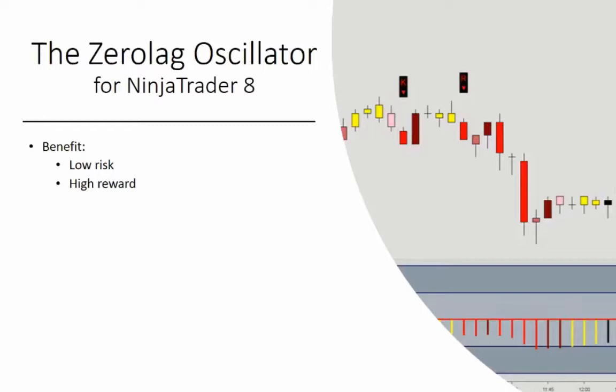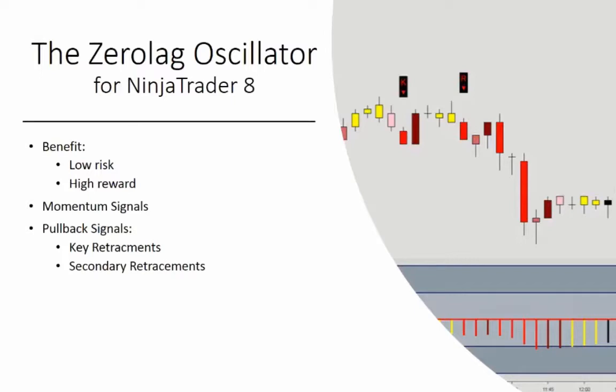So we have three types of signals. First, the momentum signals, when there's a breakout from the previous area of consolidation. And then we have two types of pullback signals, namely key retracements and secondary retracements. And the risk-reward ratio for these pullback entries are quite interesting, as the risk is defined by the pullback high or low level. And if that level breaks, then our stop loss is in place. So let's have a look at how we do this.